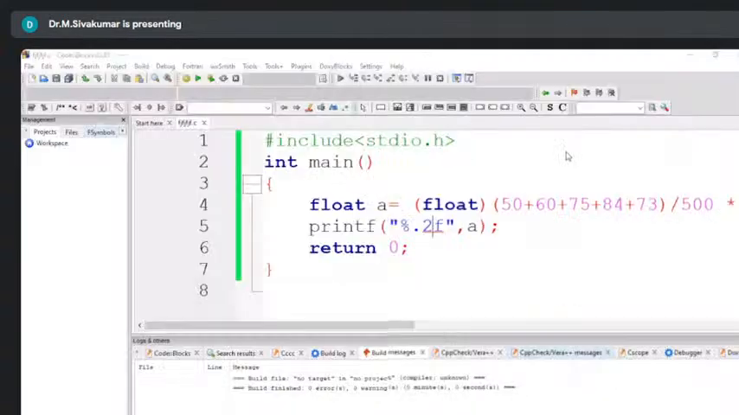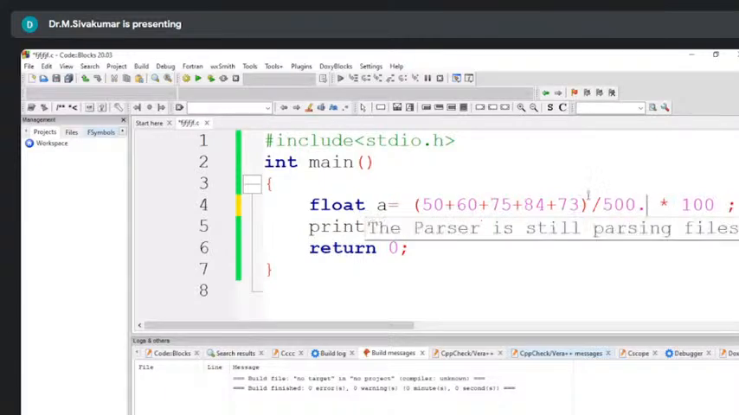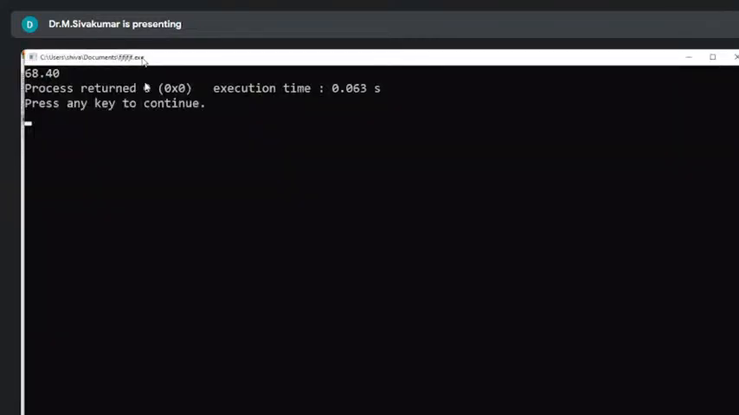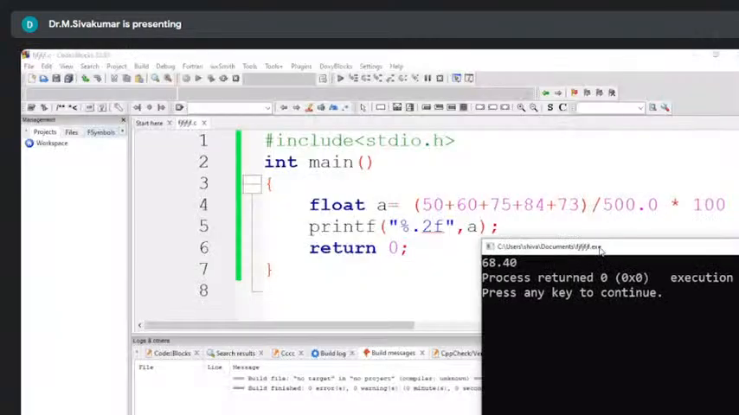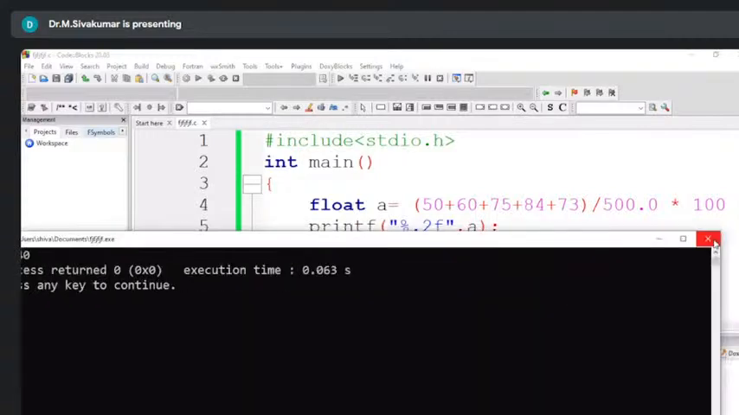And another methodology is, as I told, you can convert either one. You can convert this 500 as 500.0. It is up to you. If I compile this code, again we'll be getting 68.40. This is all about converting any one operand to a fraction value. Automatically, your division will give answers in fractions. This is also practically difficult. I hope it is clear now.